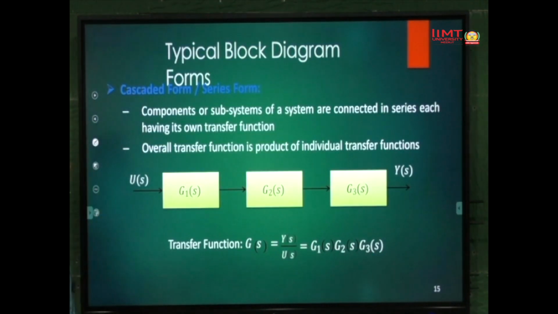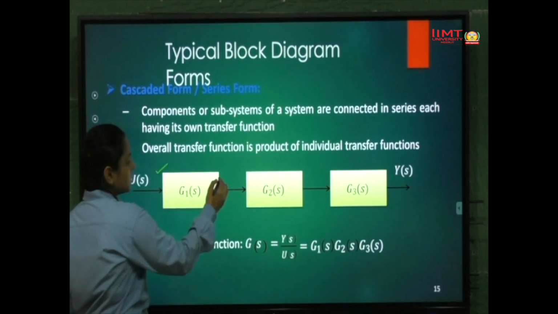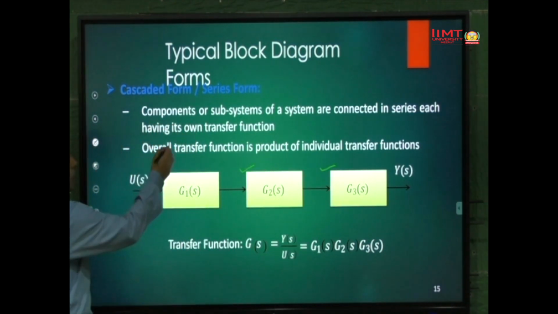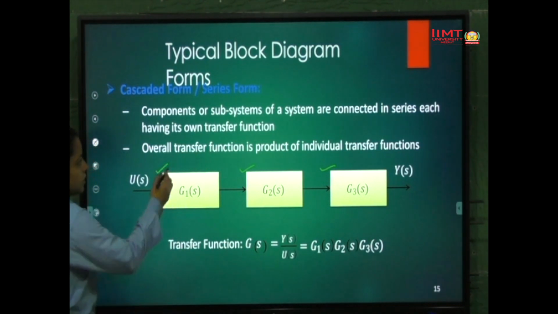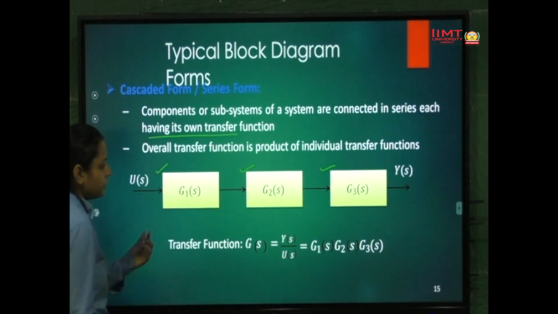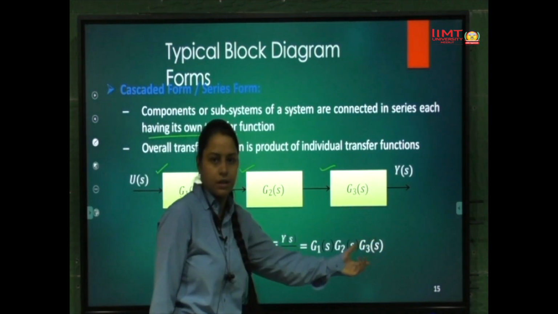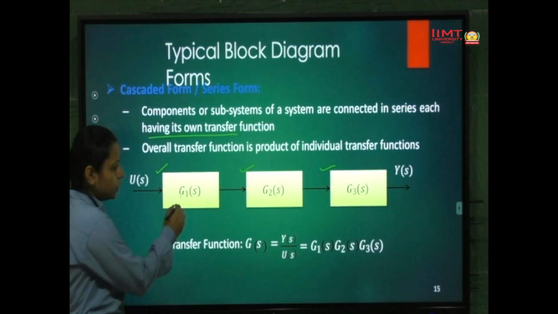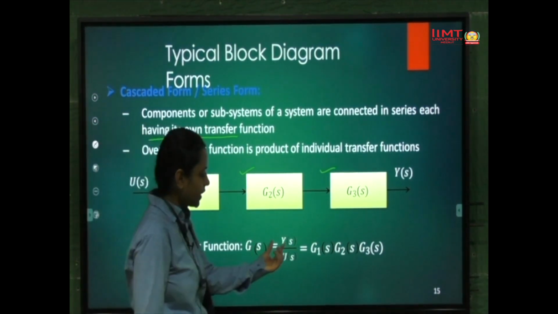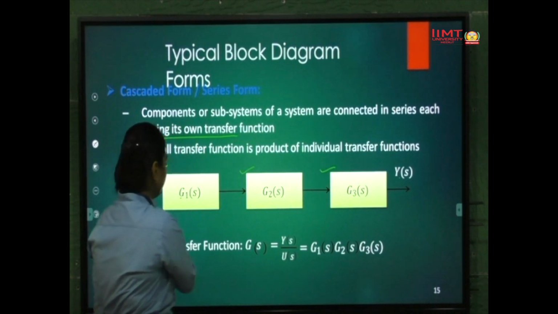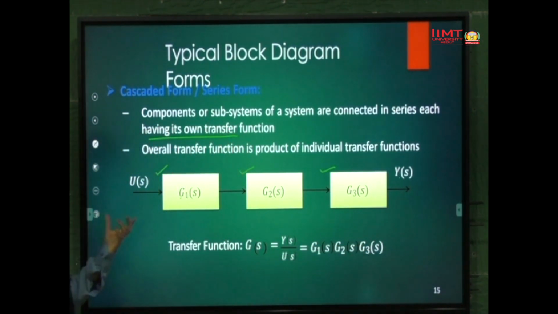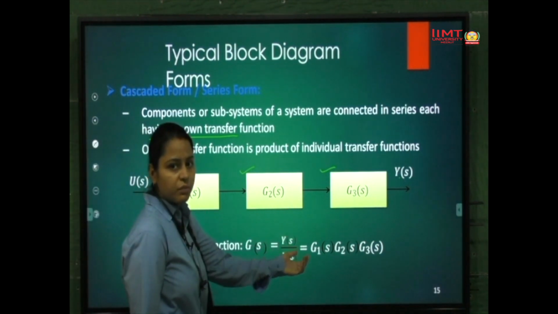Now the typical block diagram forms. We can have a number of blocks in series. This is called a cascaded system. Components or subsystems that are connected in series each have their own transfer function, G1, G2 and G3, and these three are connected in series. Then the overall transfer function is the multiplication of all these. So Y(s) upon U(s), output upon input, is equal to G1 into G2 into G3. If a number of blocks are connected in cascade or series, we can simply multiply them.